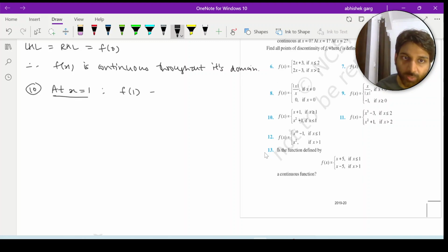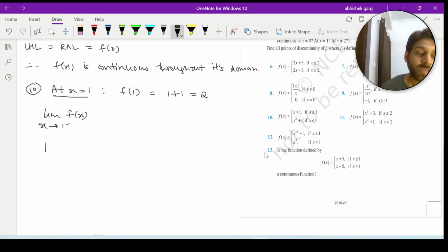So at x equal to 1, what will be the value of this function? So we'll use the first one. Why the first one? Because it is applicable for x greater than or equal to 1. This is the one where we have the equal to sign. So if we put x equal to 1 in here, we'll write 1 plus 1. So this will be equal to 2. Okay. Now we'll calculate the limit of the function when x is tending to 1 minus, and then we'll calculate the limit of the function when x is tending to 1 plus.